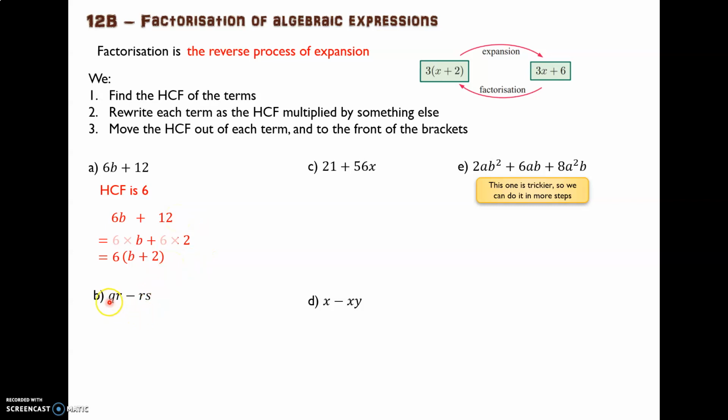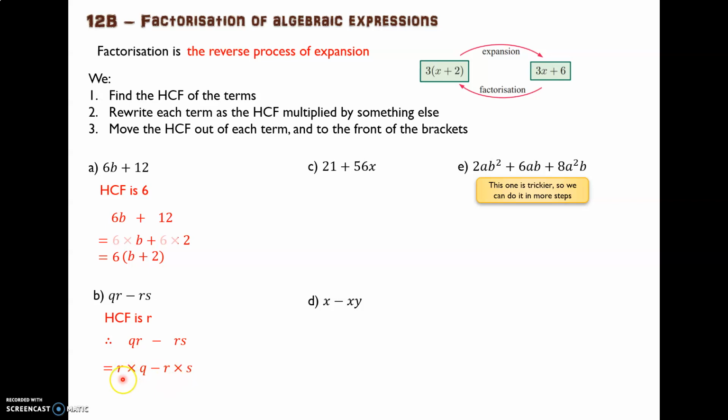Let's look at this one. This one doesn't have any numbers, but we can still find something that is common. This has Q times R, and this has R times S. What is common to both of these things? R. R is in both, so I need to write each of them as R times something. QR is R times Q, and RS is R times S. So that's why I write it with my highest common factor at the front of each term.